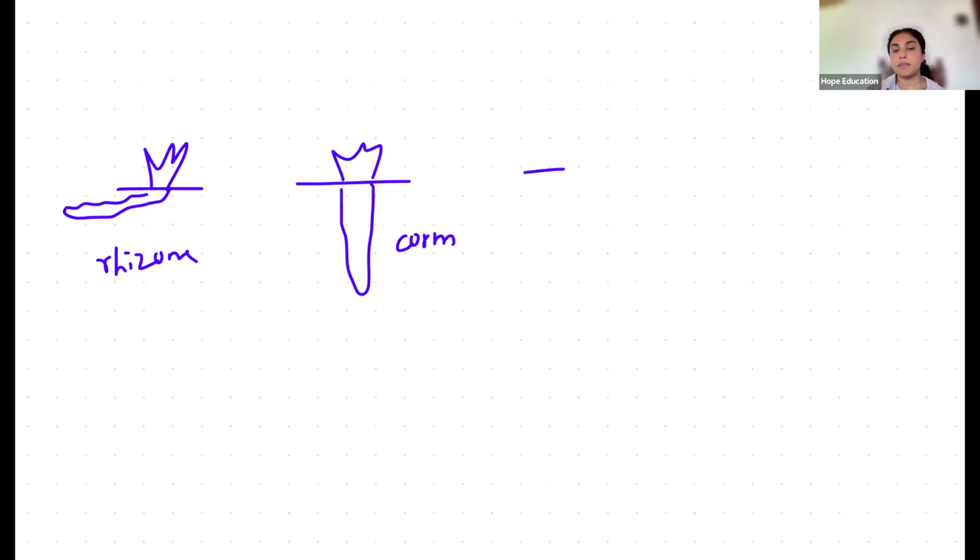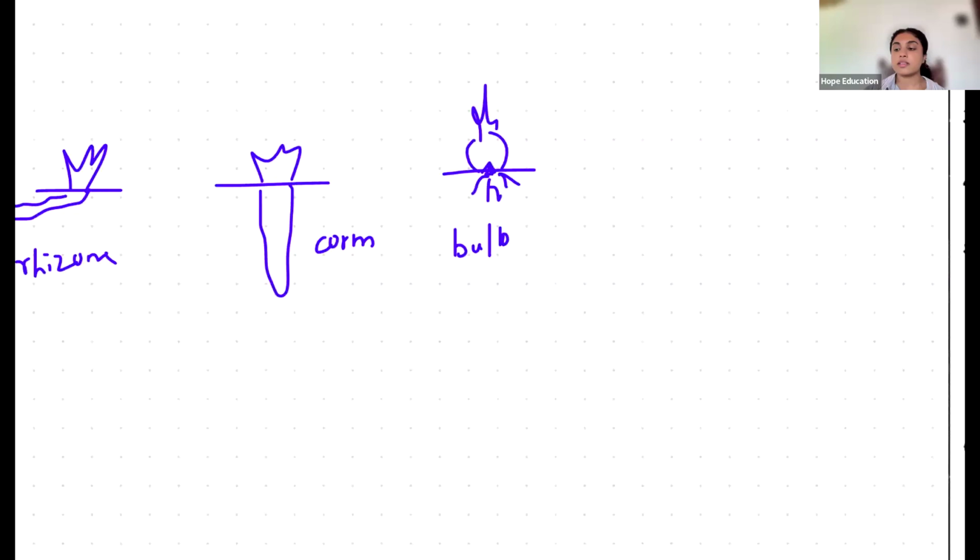If you take a bulb, onion is the best example. The plant is above, there is a tiny stem underground, then the roots are here. This is a bulb. Leeks and onion are examples. Then a stem tuber has the plant above, and underground there are branches. An example is potato.